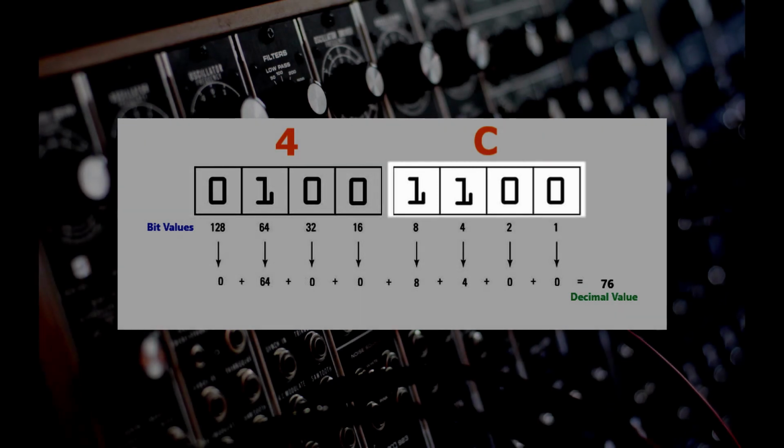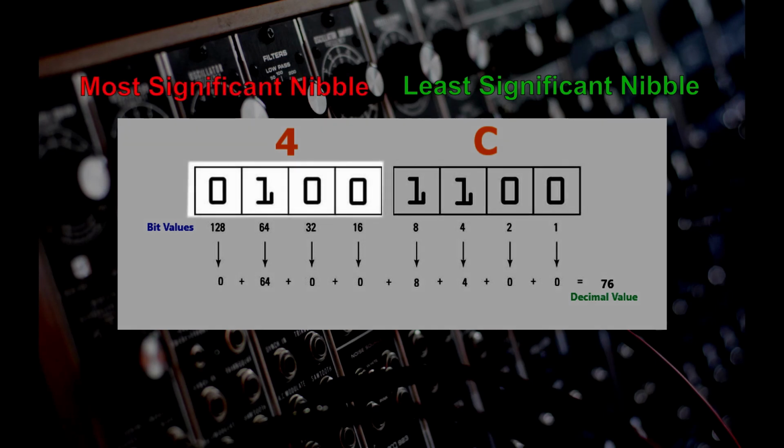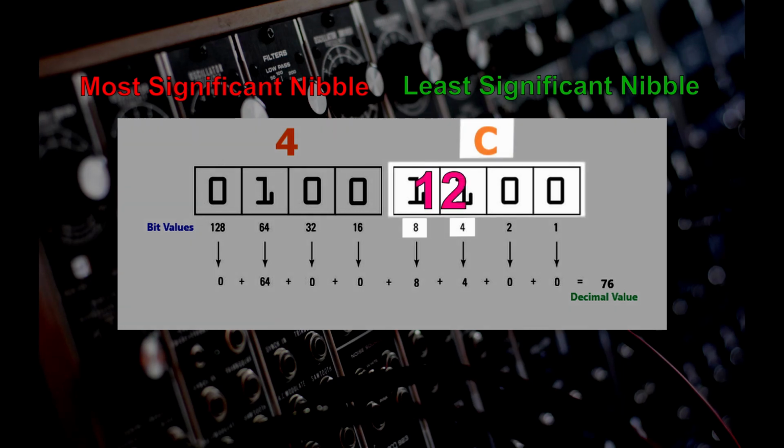The rightmost nibble is lower in value than the leftmost nibble, so we usually call the group on the right the least significant nibble, and the one on the left the most significant nibble. So in the example, 1100 is the least significant nibble and has bit values 8 and 4 set on. So its decimal value is 12, which we use C to represent as the hex value.